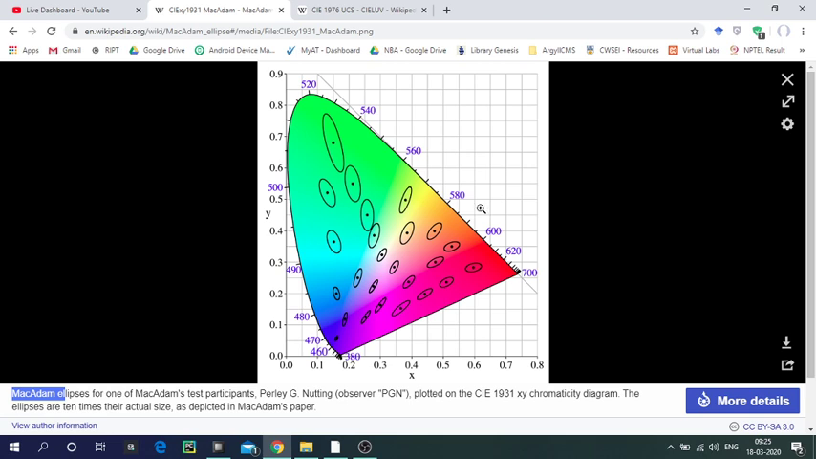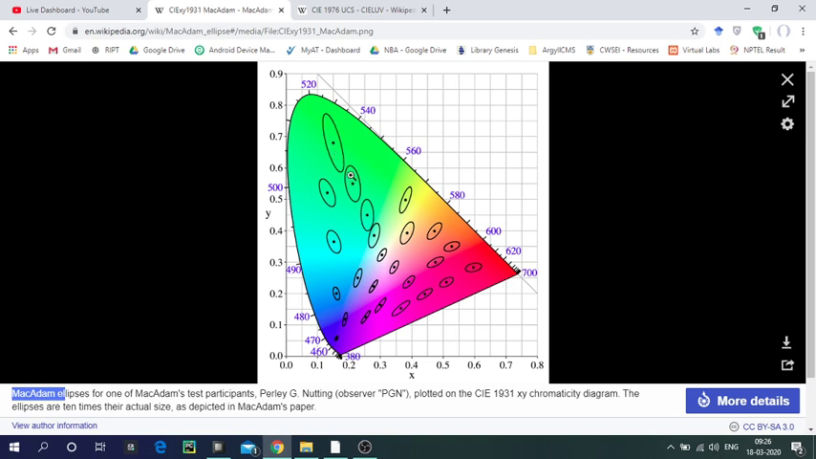What it means is that all colors enclosed within this particular ellipse will have different color values, but will have similar appearance to the human eye. That means although all colors enclosed within this ellipse have different color values, they will appear indistinguishable to the human eye. The human eye won't be able to distinguish any of the colors given within the ellipse, right?